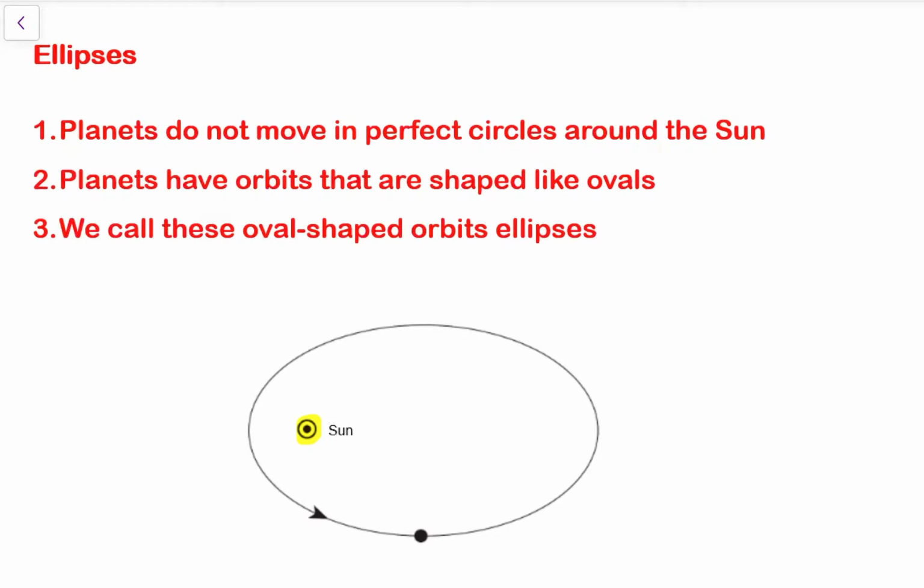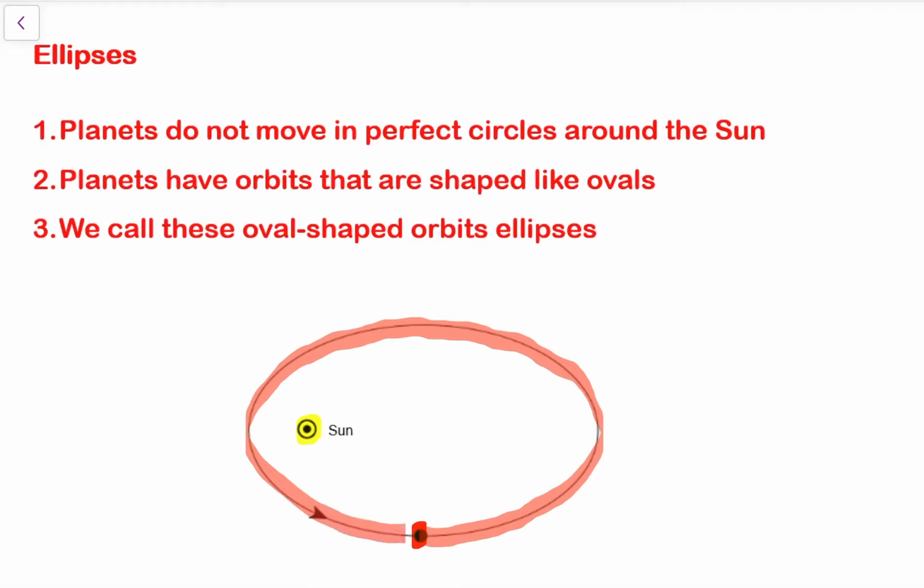So the sun is in the center but a little bit off to the side, and if we look at the orbit of the planet, or the path the planet takes around the sun, we can see here's our planet, and here's the orbit. If we follow the path of the orbit and just take a look at the shape, we can see that the shape of the planet's orbit is more like an oval, or what we now like to call an ellipse.